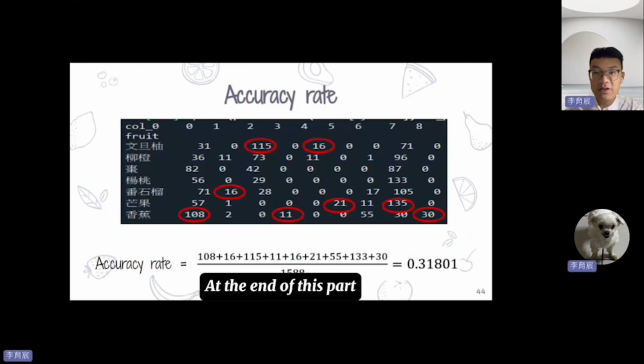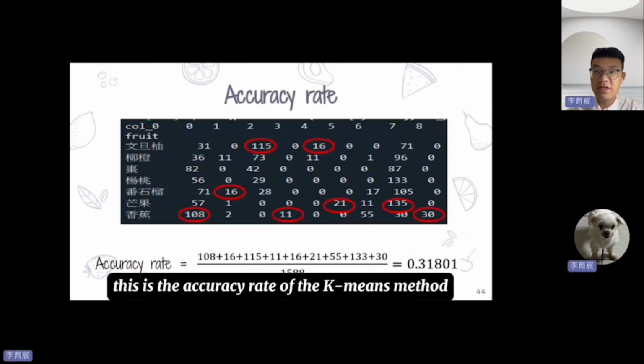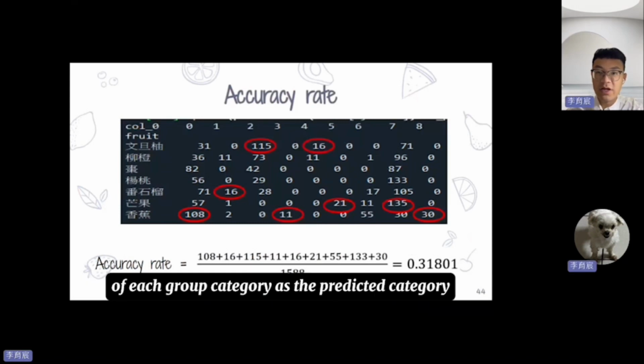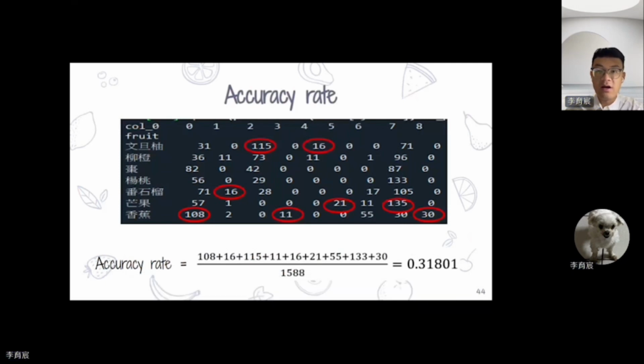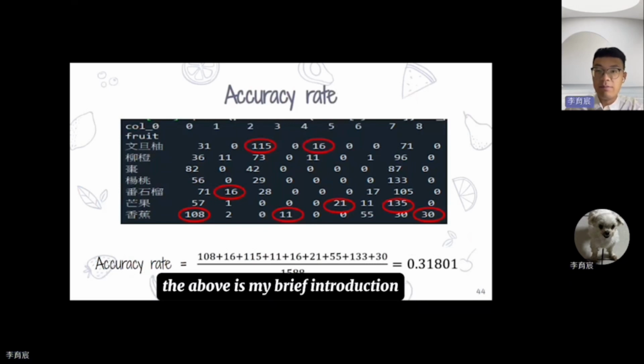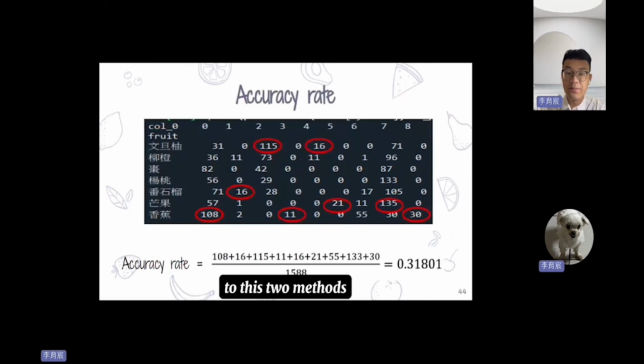At the end of this part, this is the accuracy rate of the k-means method. The accuracy rate is calculated by taking the majority of each group's category as the predicted category. And the accuracy rate of the k-means method is 31.18%. The above is my brief introduction to these two methods.